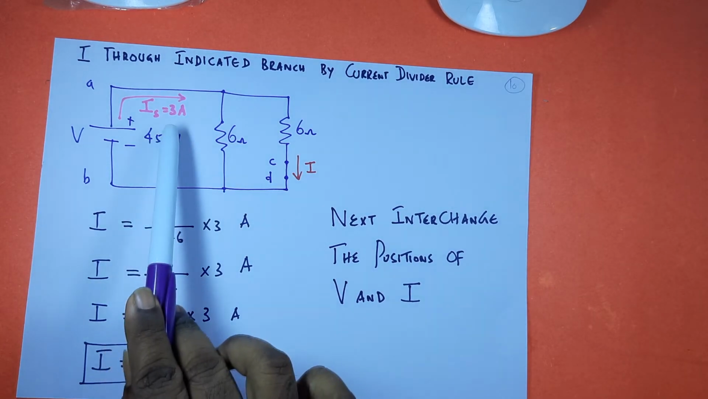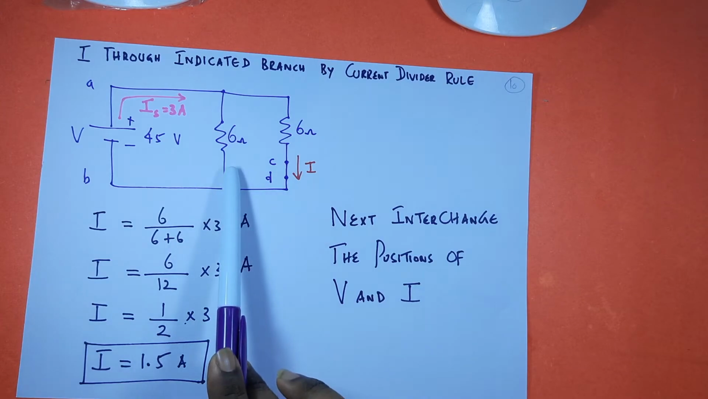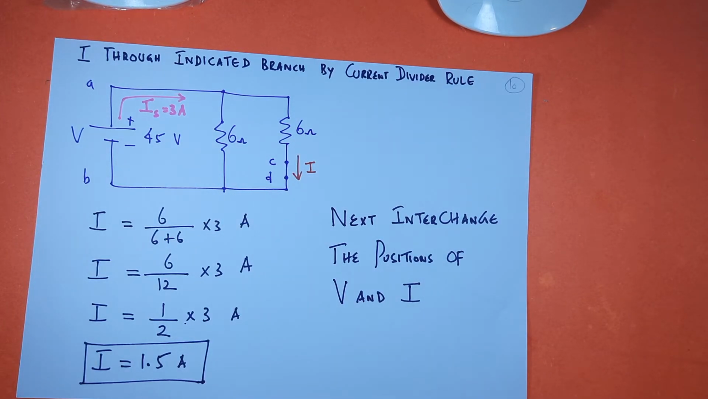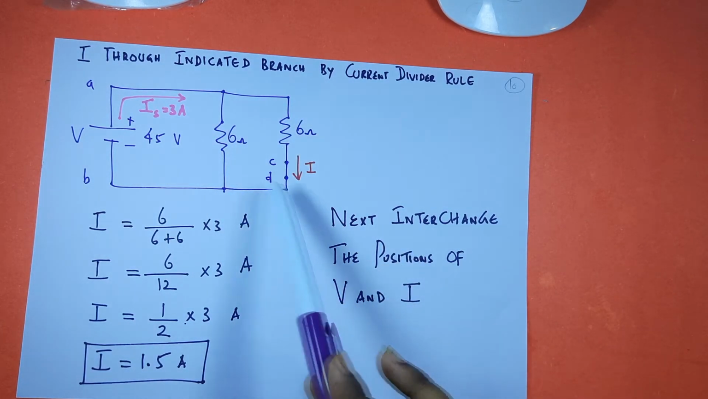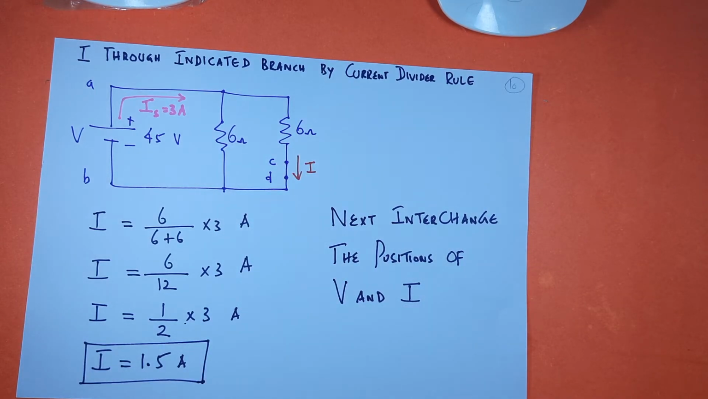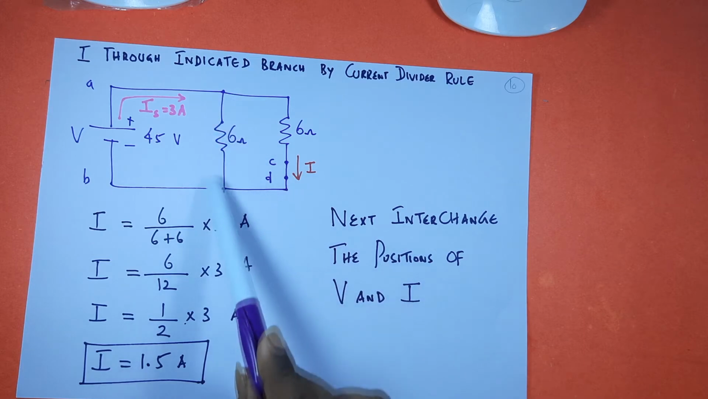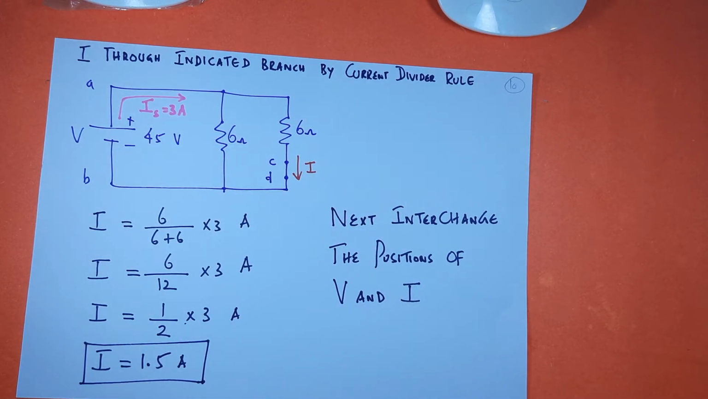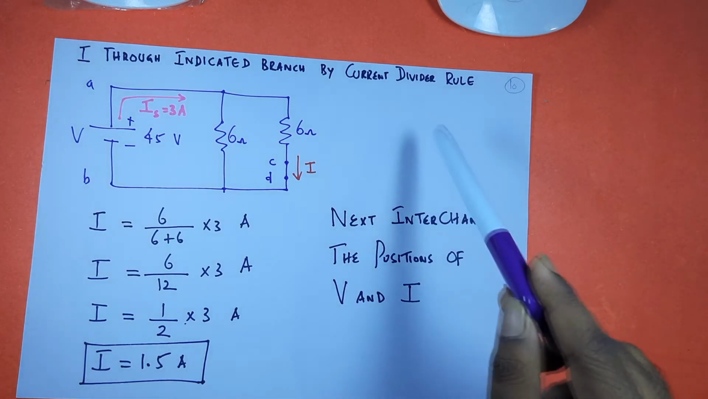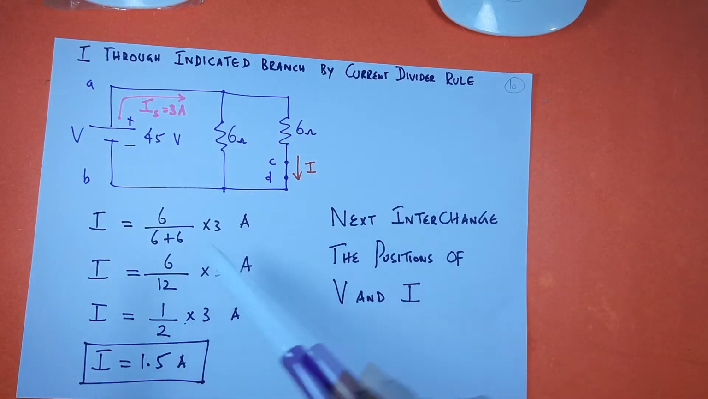See, this is 3 ampere, this is 6 ohm, this is 6 ohm, equal resistance. So that means this current will divide equally between these two branches. So that means what? 3 ampere means 1 half, that is 1.5 ampere. So 1.5 ampere will flow through this, 1.5 ampere will flow through this. So it's a simple logic. And of course, you can apply the current divider rule.